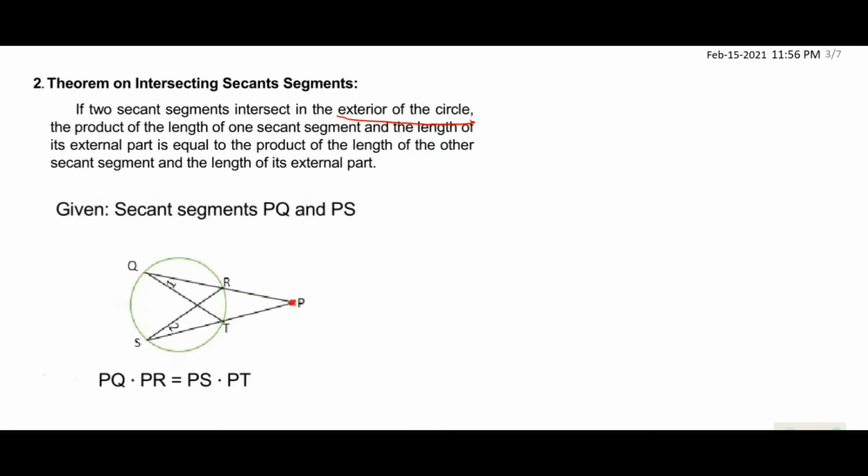So, ayan, tatandaan nyo lang, PQ times PR. So, PQ, isang buo. Tapos, PR, itong maliit. Tapos, times isang buo at saka yung dun sa maliit. Yun lang siya. Take note of that. Medyo maraming tricky ways or tricky questions lang dito, pero i-add nyo lang yung segments para makuha yun. So, kuha tayo ng example.